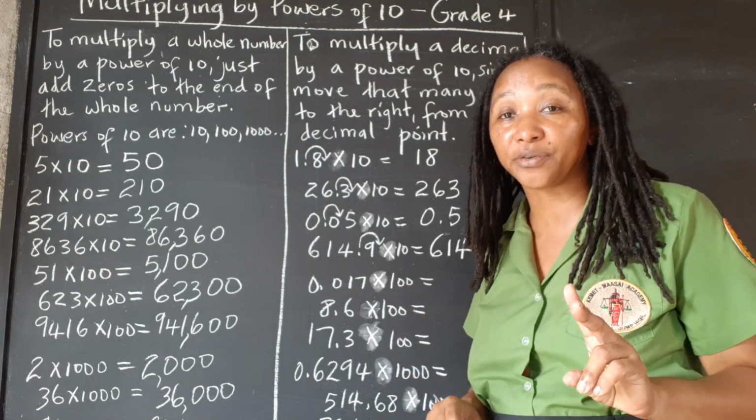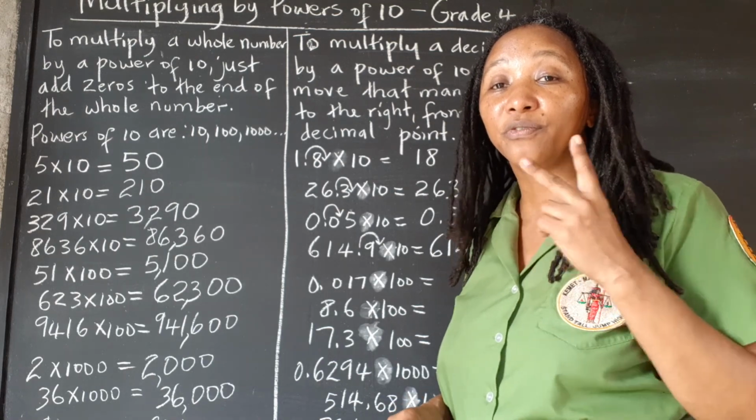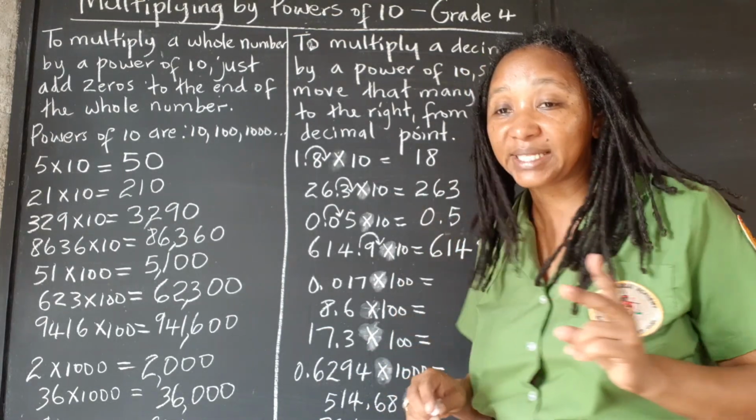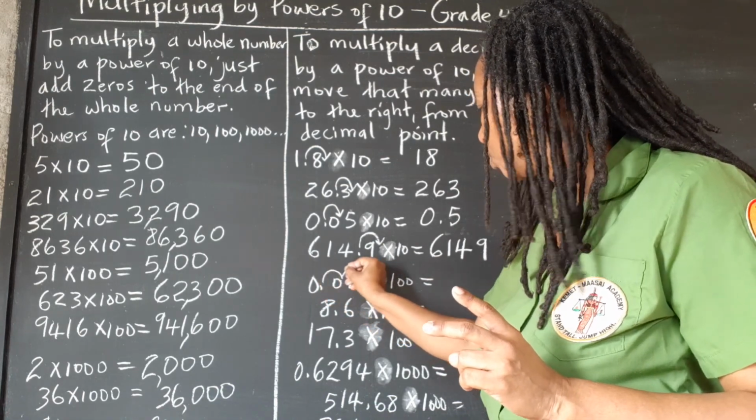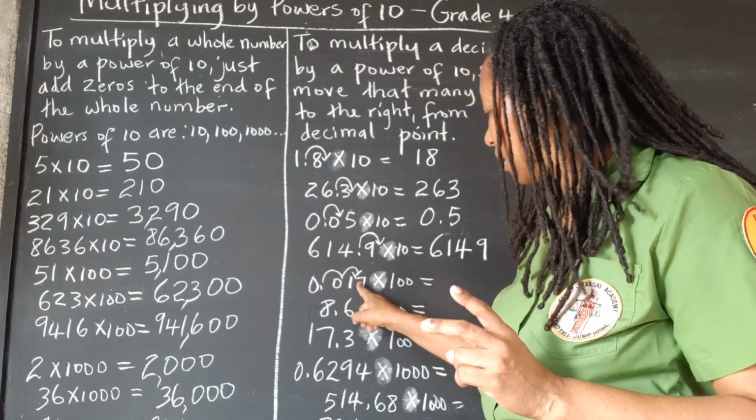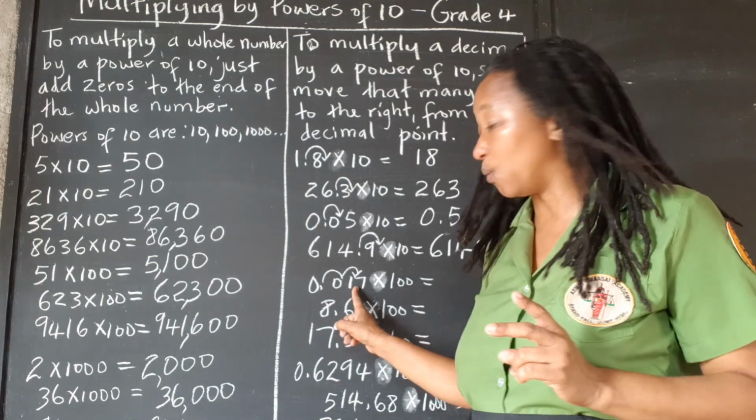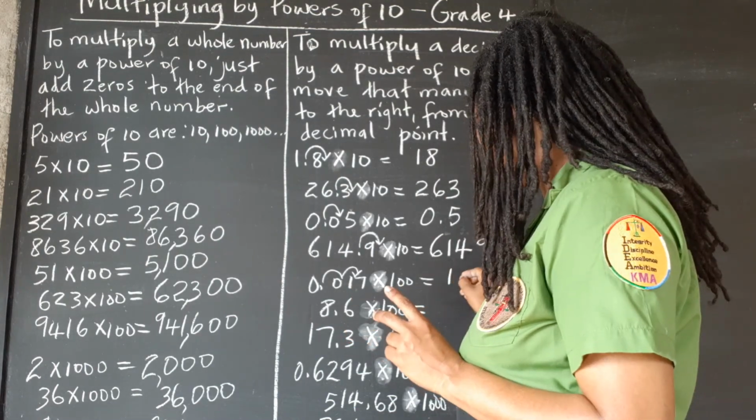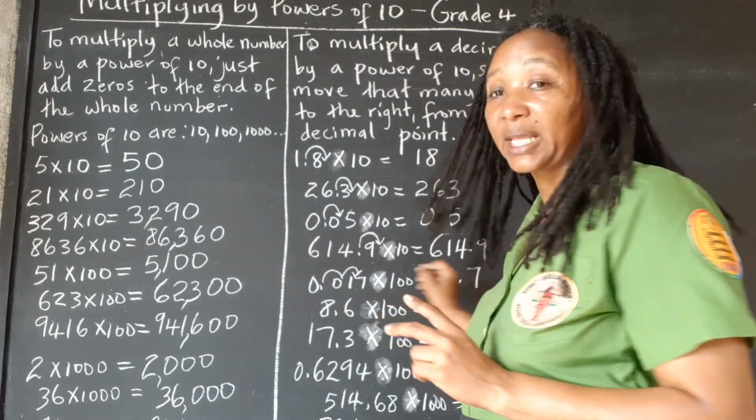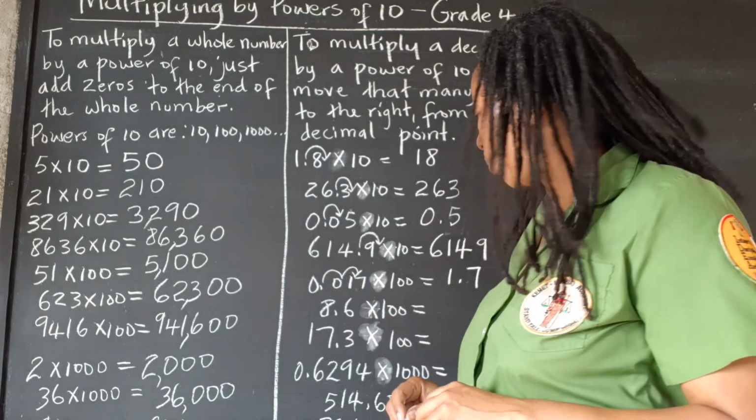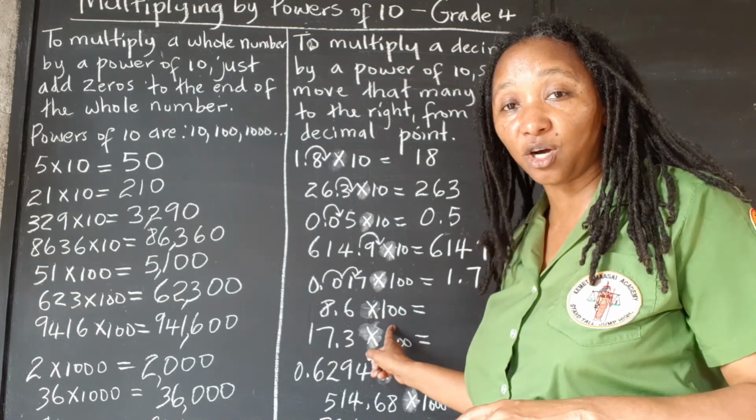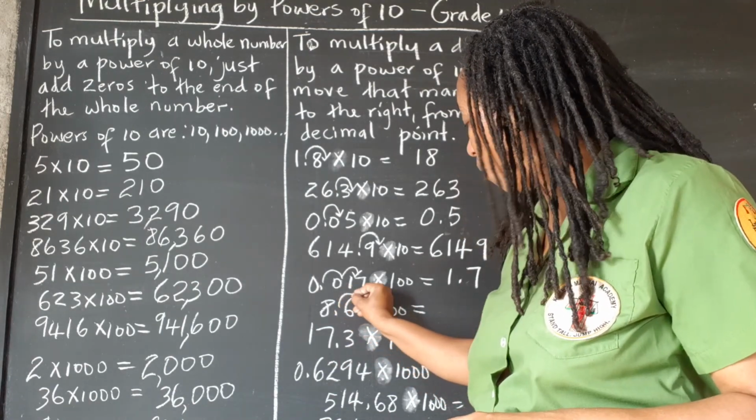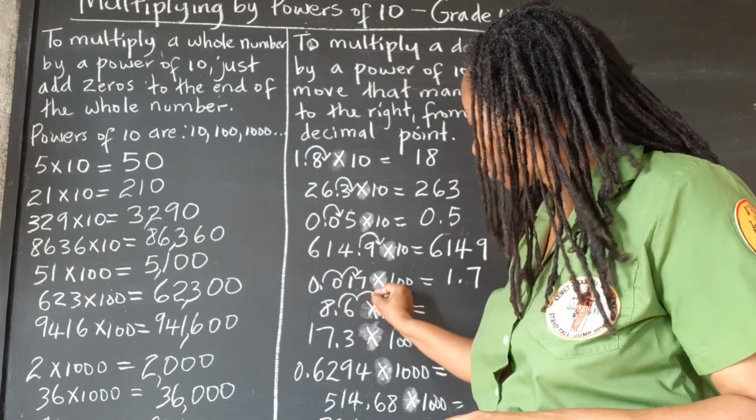Now we're multiplying by 100. 100 has two zeros, so we're going to move two places from the decimal point. So here we go, 1, 2. It's going to take us in between the 1 and the 7, so it's 1.7. Here we're multiplying 8.6 times 100, so we move it 1, 2.